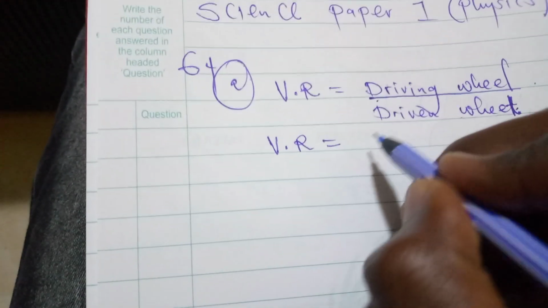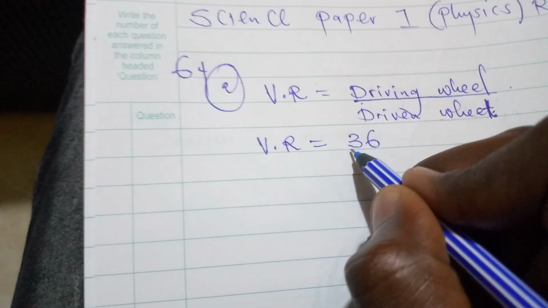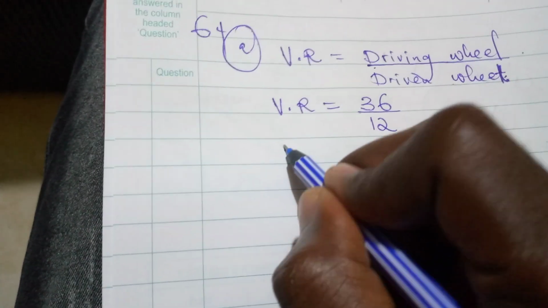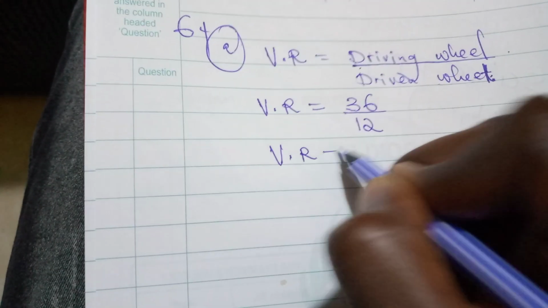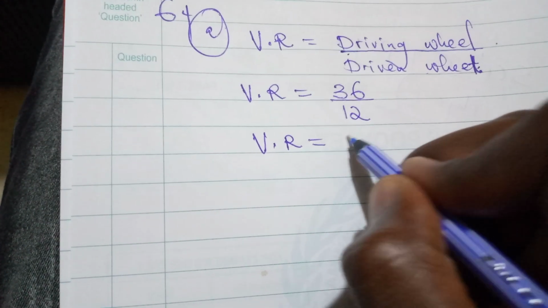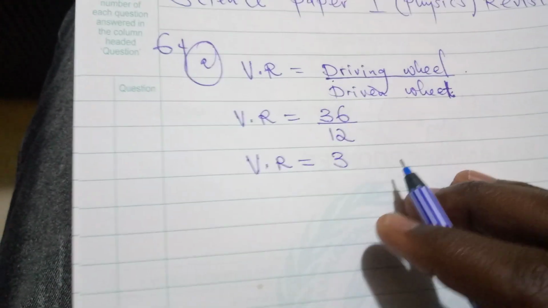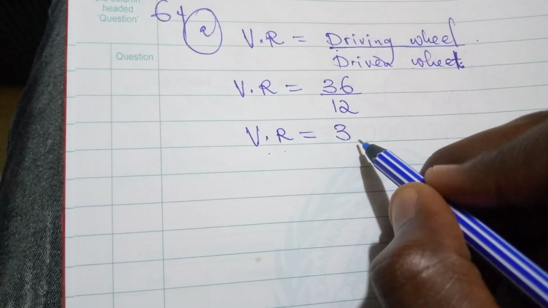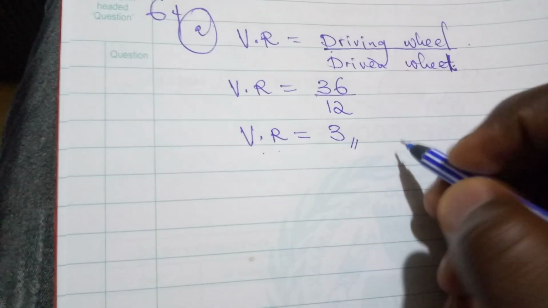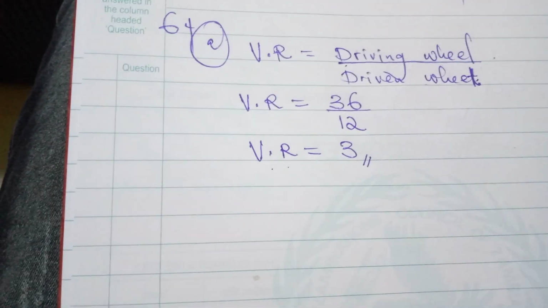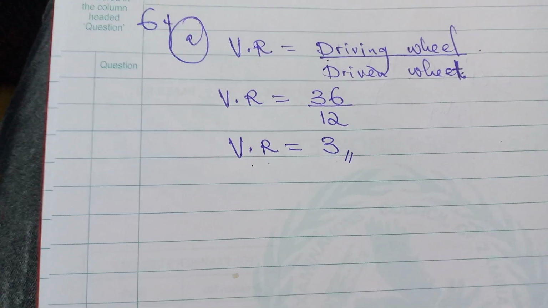So driving wheel, you're having 36 over 12. So velocity ratio is equal to, when you divide 36 over 12, you're going to get 3. Now note that the velocity ratio that you have calculated has no unit. So this is the final answer that was required for A. So we proceed to the next one.